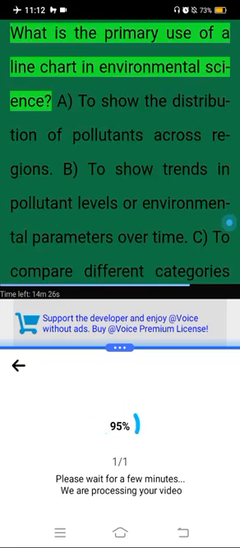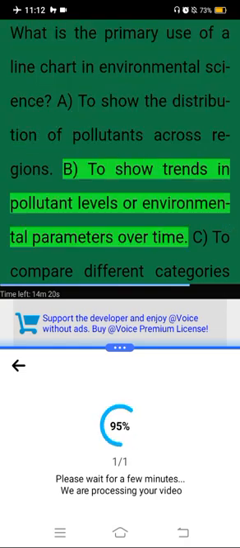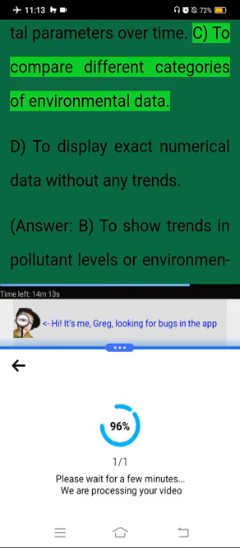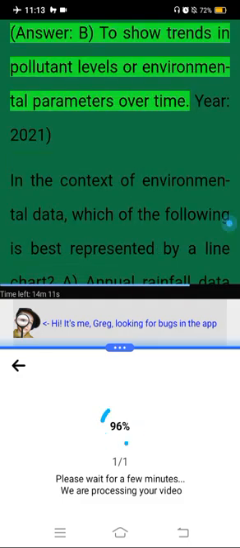Previous year questions. What is the primary use of a line chart in environmental science? A. To show the distribution of pollutants across regions. B. To show trends in pollutant levels or environmental parameters over time. C. To compare different categories of environmental data. D. To display exact numerical data without any trends. Answer: B. To show trends in pollutant levels or environmental parameters over time.